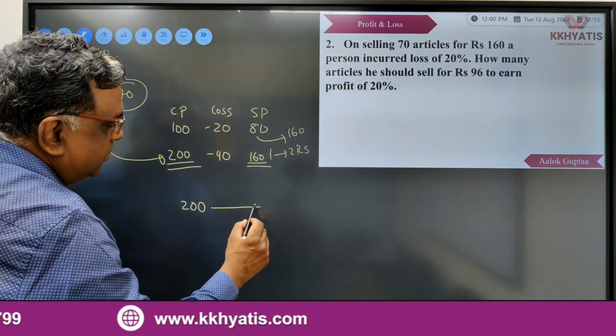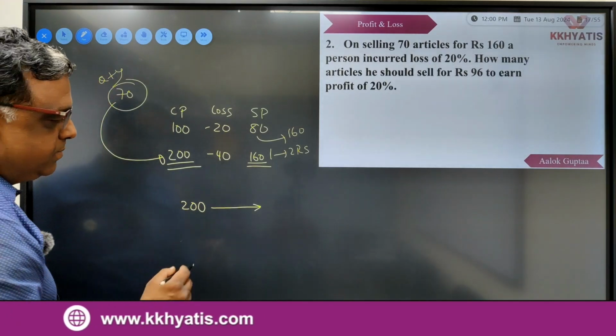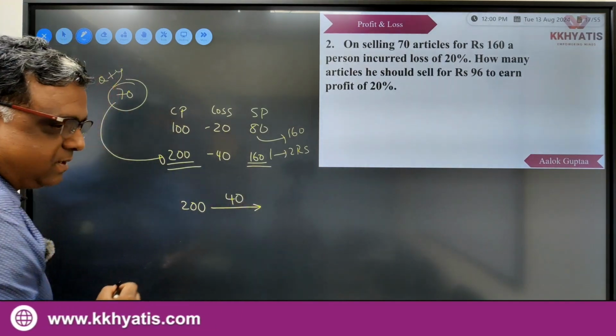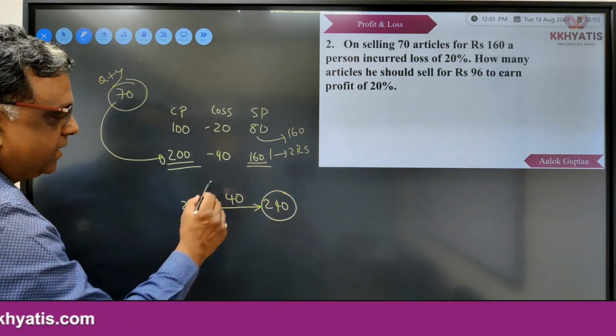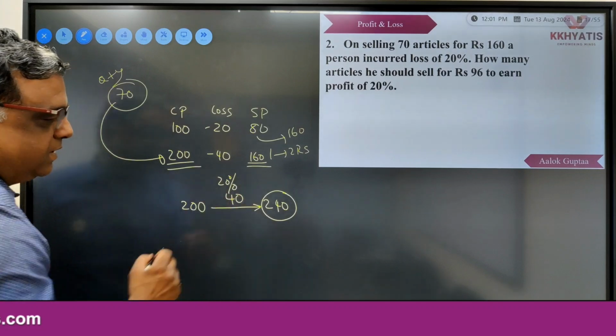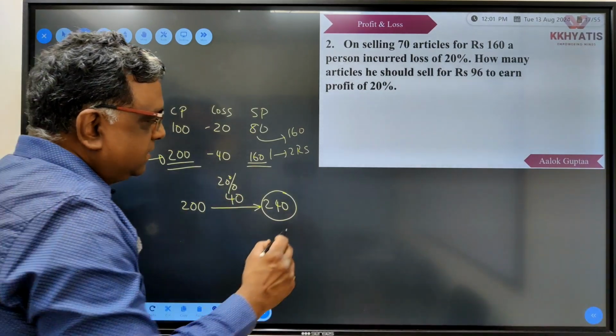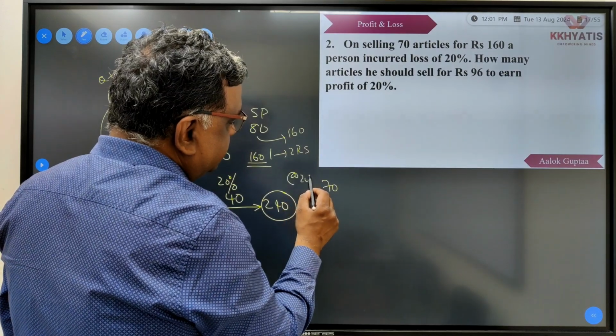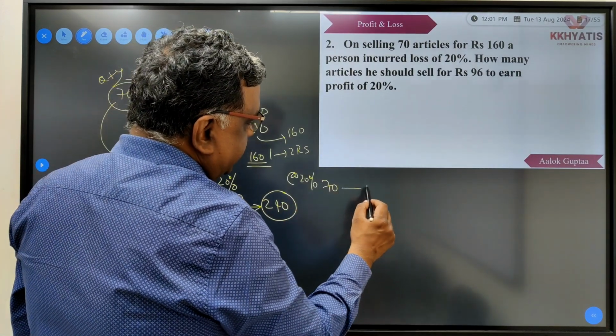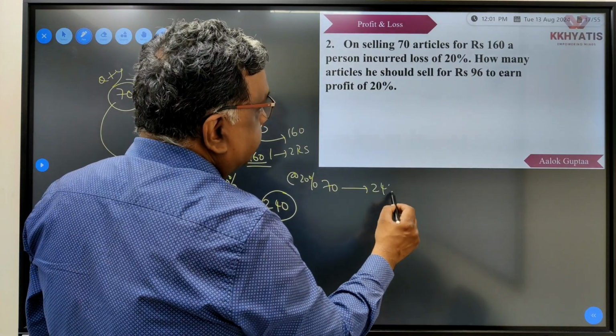I want to sell it at a 20% profit. So 20% profit means I need 40 rupees of profit. So my SP will be 240 for getting 20% profit, right? Which means 70 articles, when I'm selling at 20% profit, my SP is 240.